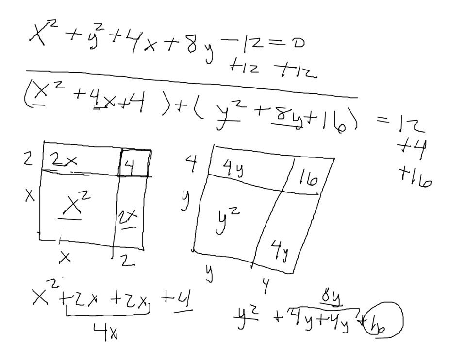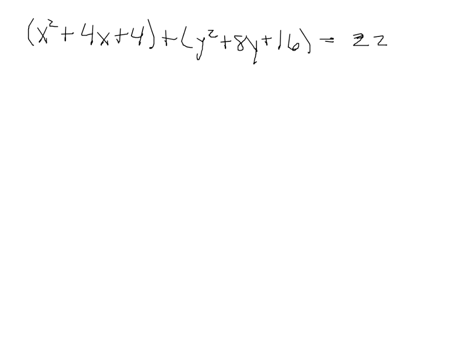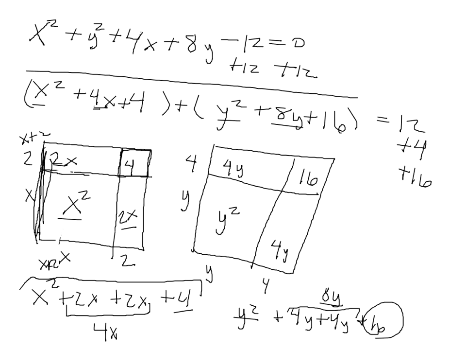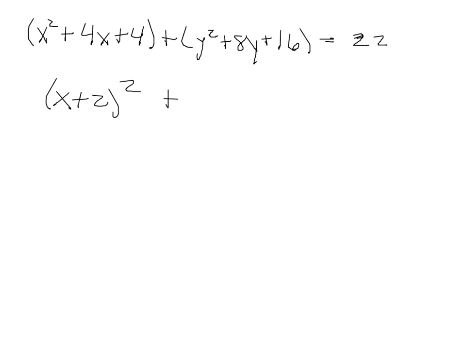All right, now something else to look at. This is the area of the big square. The area of a square is side times side. Well, this side is x plus 2, and this side is x plus 2. So that means the area is x plus 2 squared. Same with the y. The side of the square is y plus 4, so its area is y plus 4 squared equals 22.